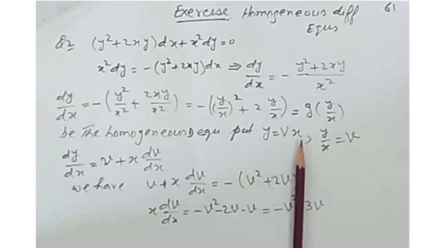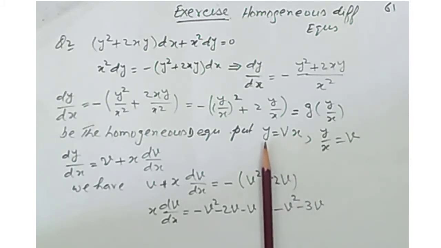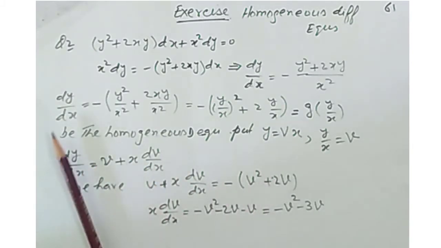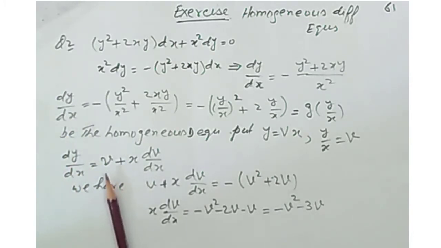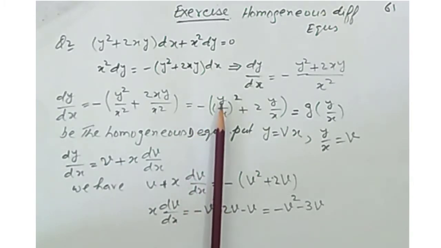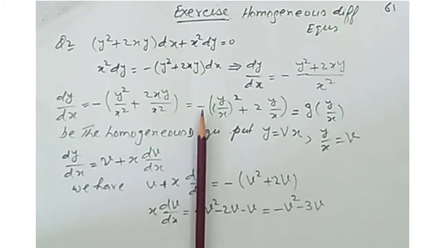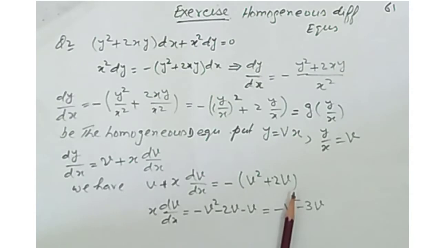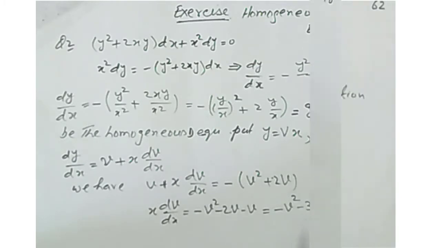So differentiate this by using the product theorem of derivative. dy by dx equal to v plus x dv by dx. So in this place we put the value of dy by dx, which is v plus x dv over dx, and this is equal to minus, in place of y over x we put v. So this is minus into v square plus 2v, and after simplification we have x dv over dx equal to minus v square minus 2v minus v, and this is minus v square minus 3v.